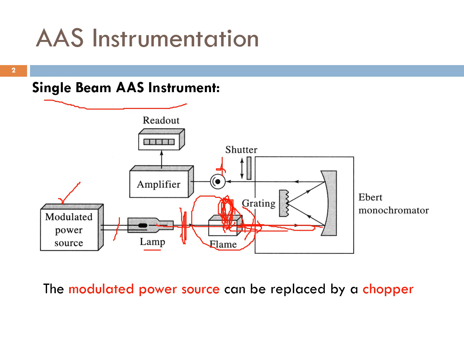So then bila modulated power source ni di-turn on balik, lamp ni pun boleh emit radiation. So apa yang akan didetect adalah dua-dua lah, radiation from the source and also radiation from the flame, daripada atom ataupun daripada flame species. So automatic detector ni dah tahu yang mana daripada flame, yang mana daripada source. So dia boleh detect the difference.